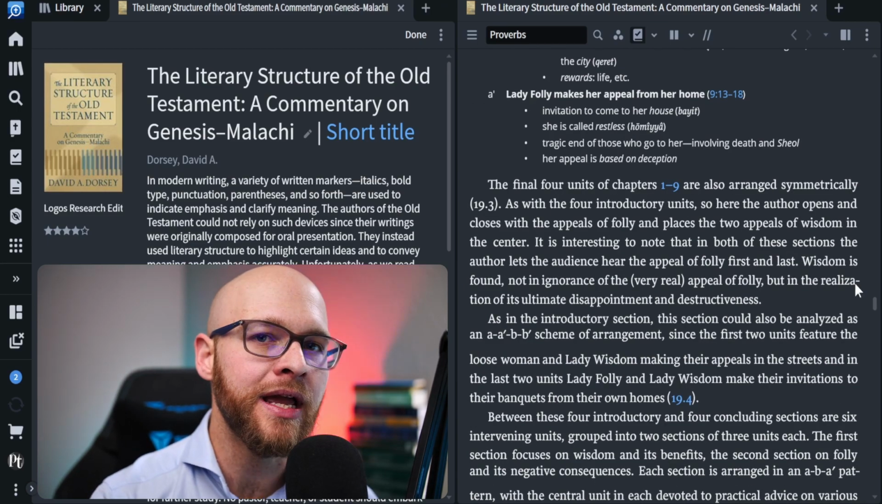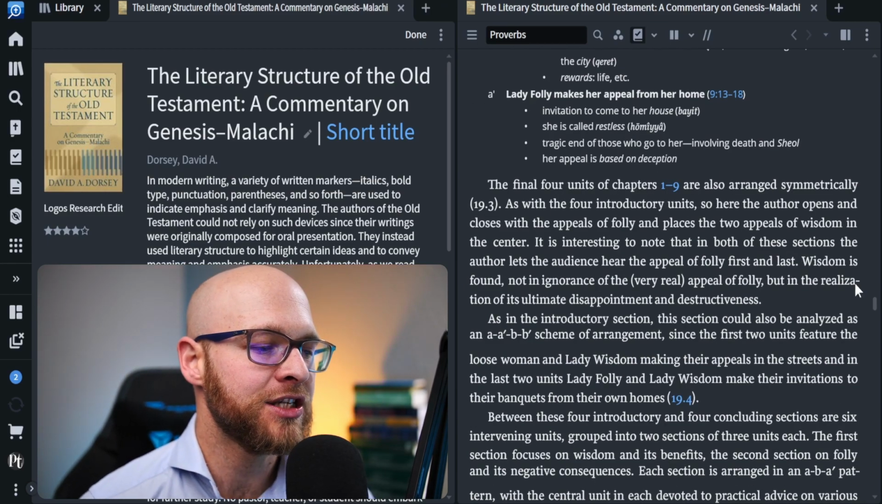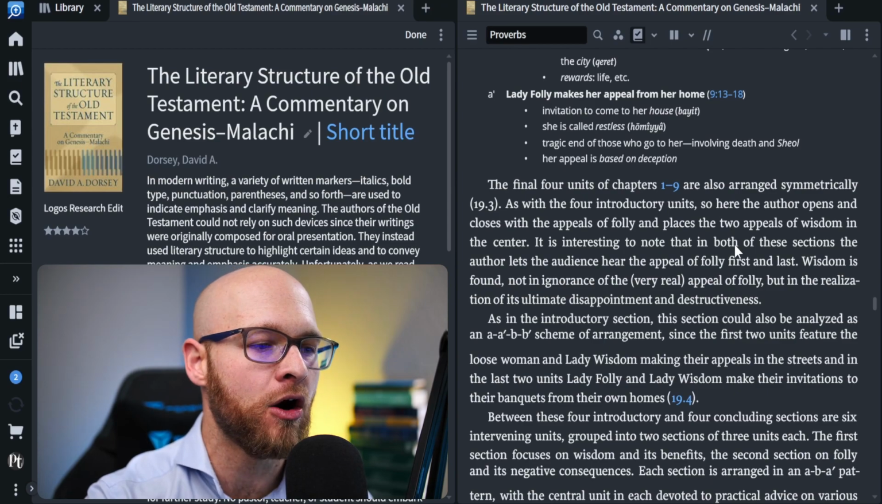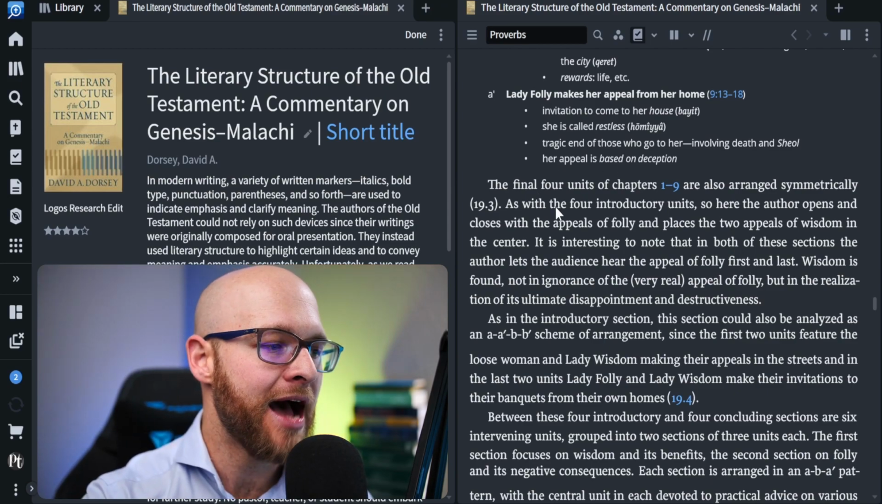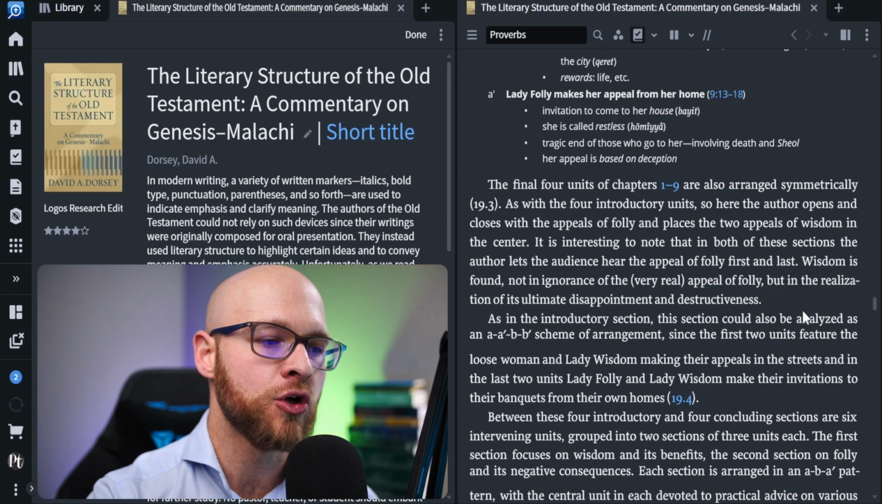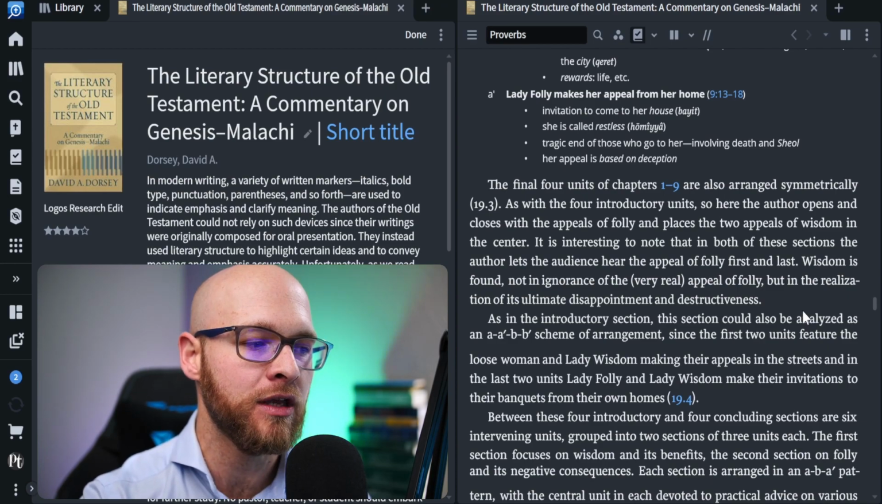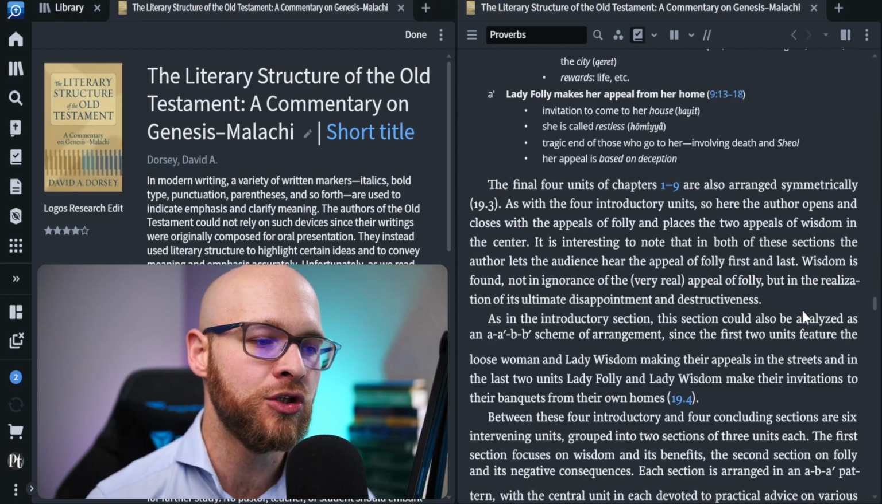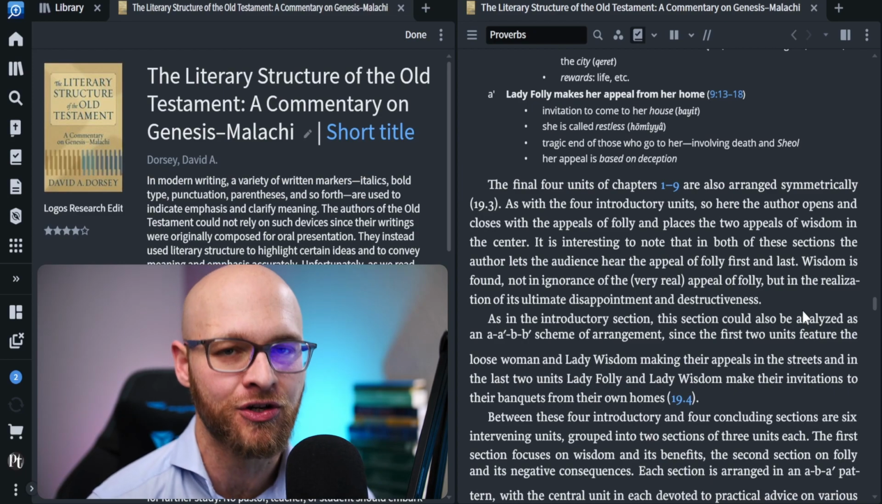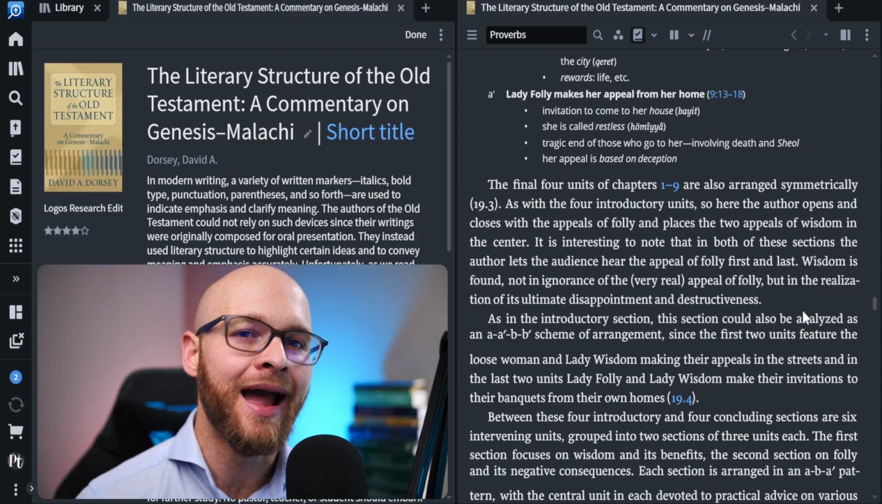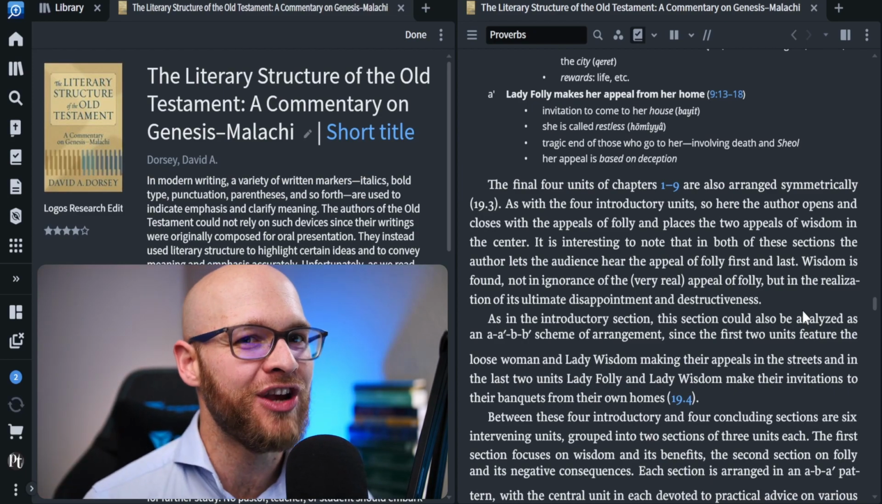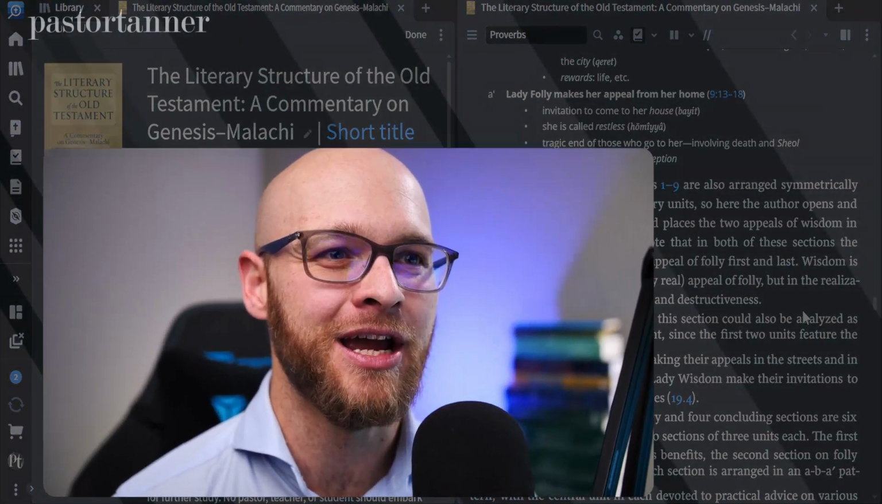Notice, I'm just going to read what Dorsey says here. He says, "The final 4 units of chapters 1 to 9 are arranged symmetrically, as with the 4 introductory units. So here the author opens and closes with the appeals of folly and places the 2 appeals of wisdom in the center." That helps a ton, and you can see how the structure is yet again aiding you in your interpretation.